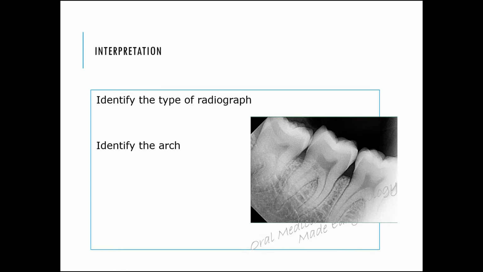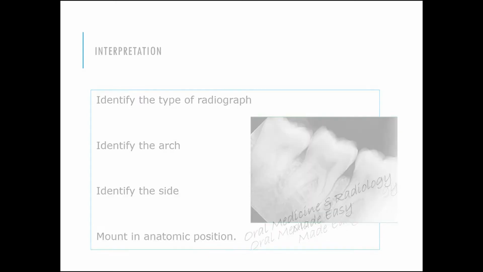So, first we have to identify what type of radiograph it is, and once we have identified it as IOPA radiograph, we have to identify which arch it belongs to, whether it's maxillary or mandibular. Then we have to identify the side, that is right side or left side, and then mount it in the anatomic position. So, how do we mount the radiograph?